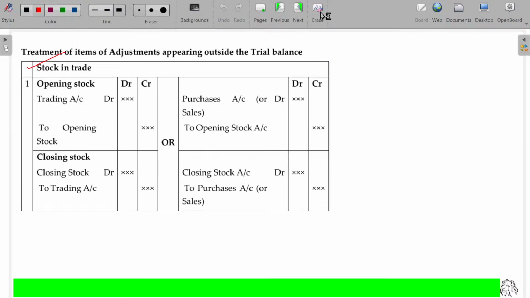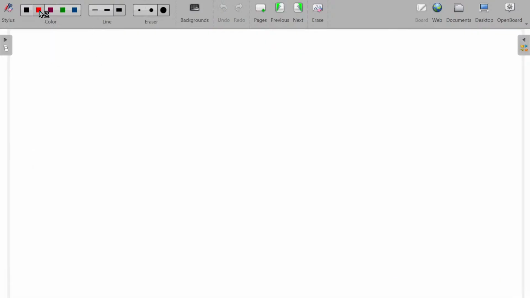Clear? Once you are master with these 14 journal entries, I will give another 7 additional journal entries, special journal entries. Okay? All these journal entries will be passed if the adjustments are given below the trial balance. If these things are within the trial balance, how can we pass? So both the way we are going to handle this. Clear? Let's start with stock.